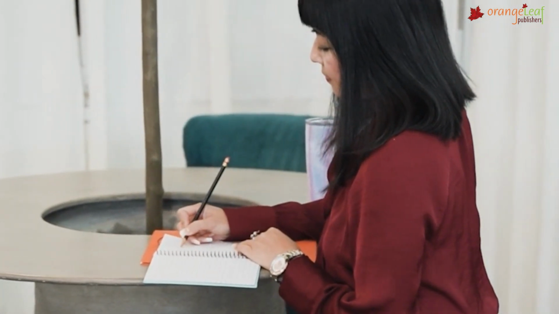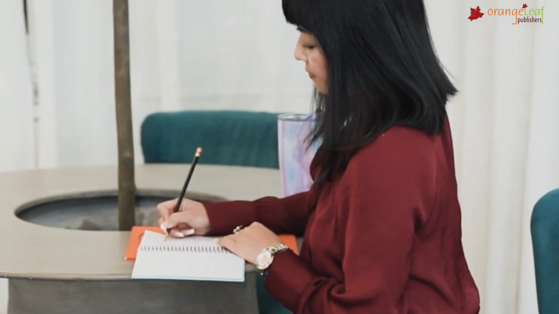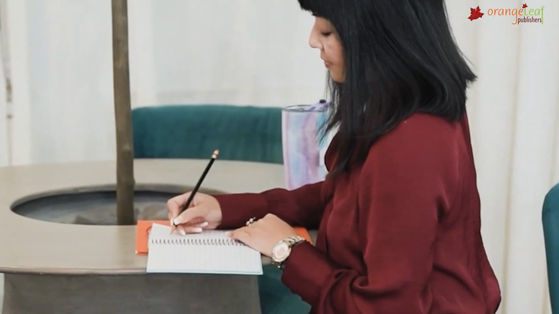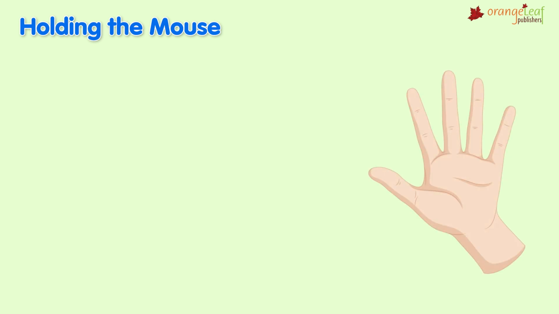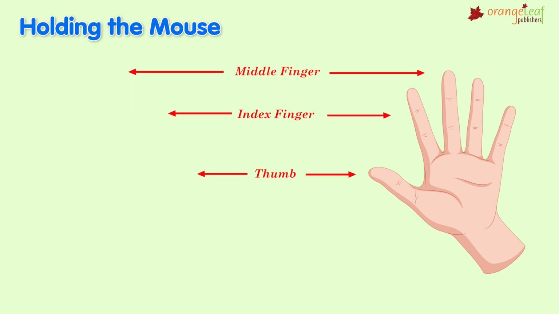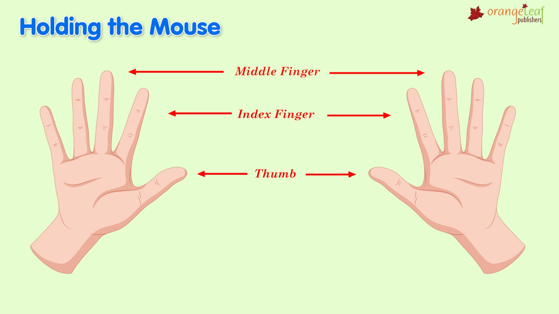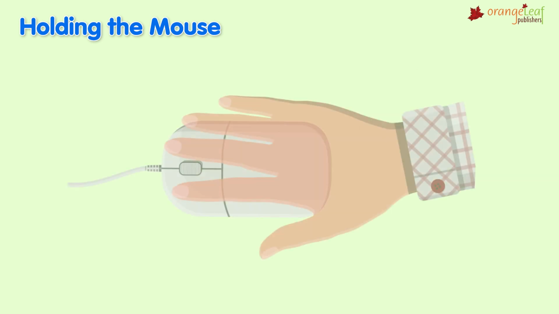Holding the mouse. When you hold a pencil, you hold it with your thumb and two fingers. You must hold the mouse in the right way. A student who is left-handed will hold the mouse in a different way than a right-handed student. The right-handed student will put their index finger on the left mouse button and their middle finger on the right mouse button.